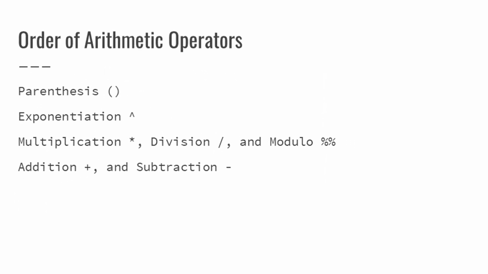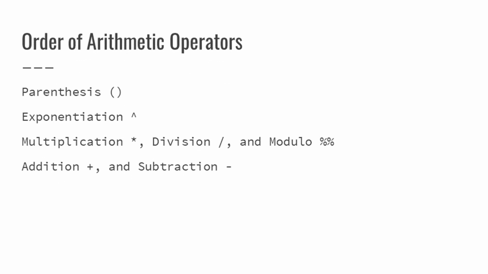In R, the order in which arithmetic operations are performed is determined by operator precedence. Operator precedence is a set of rules that dictate which operators are evaluated first in an expression. Here is the order of operator precedence in R. First is parentheses, then exponentiation, then multiplication, division, and modulo. As we have three operators on one level, R will perform them from left to right. Then addition and subtraction are on the same level, so they will also be performed from left to right.